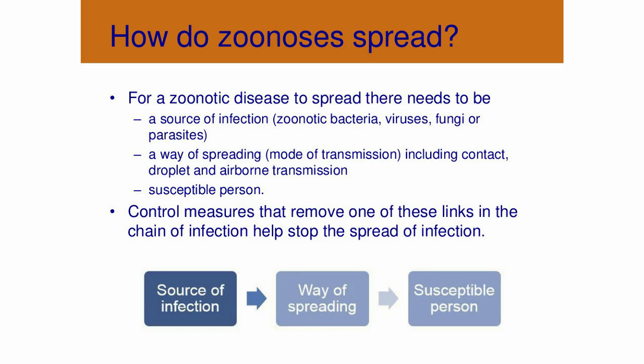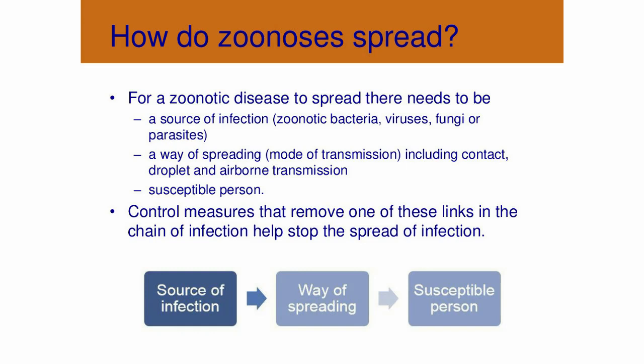Now, thirdly, there has to be a susceptible person. That is someone who's able to be infected. Some people are more susceptible to infection, including the very young, the elderly, and people with certain types of chronic illness, such as diabetes or chronic respiratory or cardiac disease. Those who are immunocompromised, either because of a medical condition or because they're on immunosuppressing medication. And for some zoonoses, pregnant women may also be at increased risk, such as with toxoplasmosis.